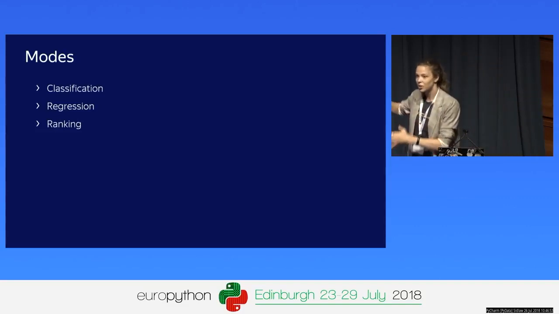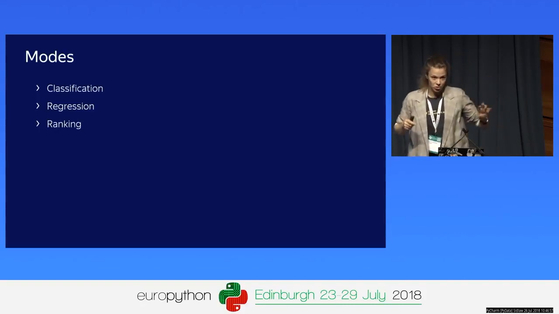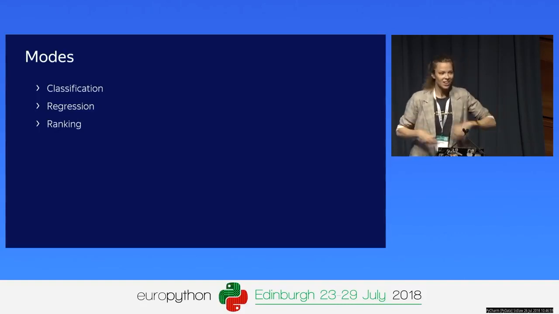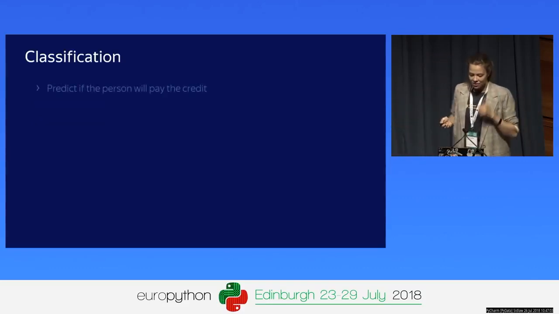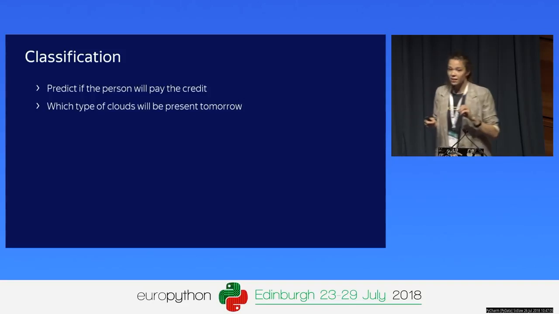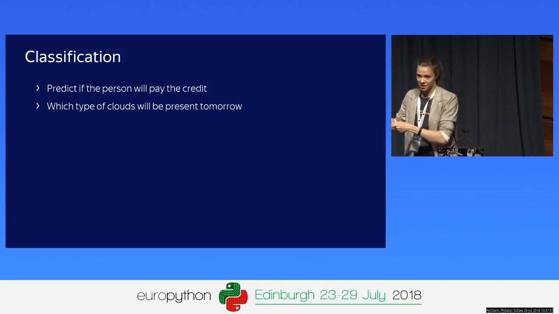Okay, now I told you about the main algorithmic things that we have in the library. Now let me tell you about the modes that the algorithm works in. There are 3 main modes: classification, regression, and ranking. And those 3 modes are in all gradient boosting libraries. First one is classification. And there are binary classification and multi-classification.